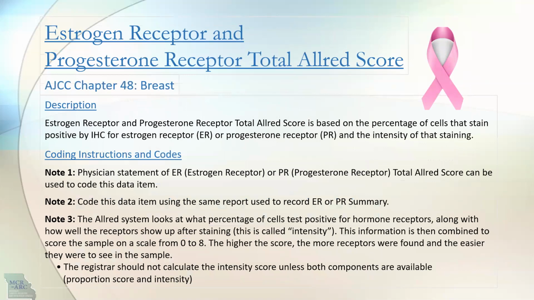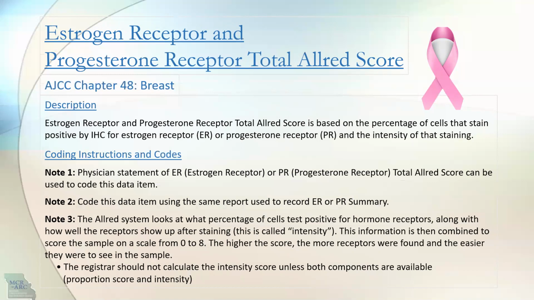This is from SSDI manual page 173, 179, and NAACCR SSDI webinar from 9/24/18. Estrogen receptor and progesterone receptor total Allred score is based on the percentage of cells that stain positive by IHC for estrogen receptor or progesterone receptor and the intensity of that staining. Coding instructions and codes: physician statement of ER or PR total Allred score can be used to code this data item. Code this data item using the same report used to record your ER or PR summary.